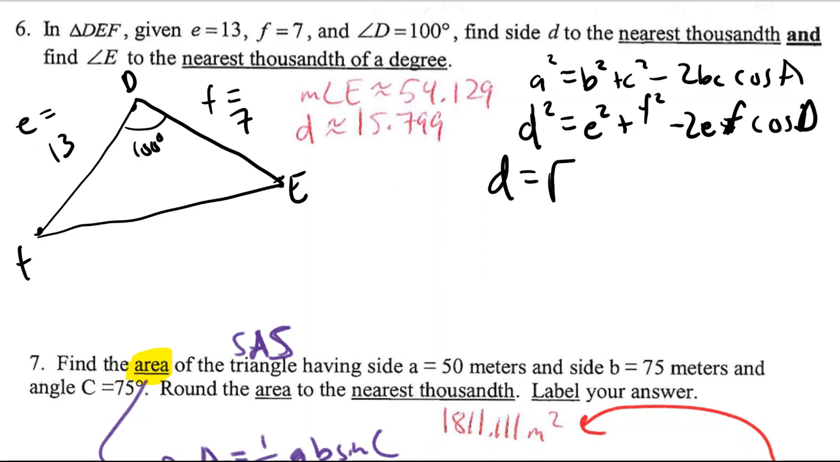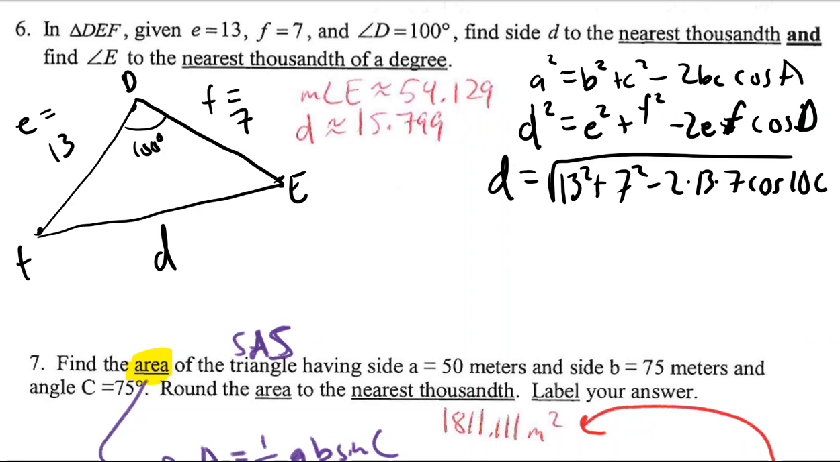So in my calculator, to find side D over here, I should be able to do E squared plus F squared minus 2EF cosine of 100 degrees. And I will plug that in to make sure that does give me that last side. And 15.799. So that worked out just fine for that one.